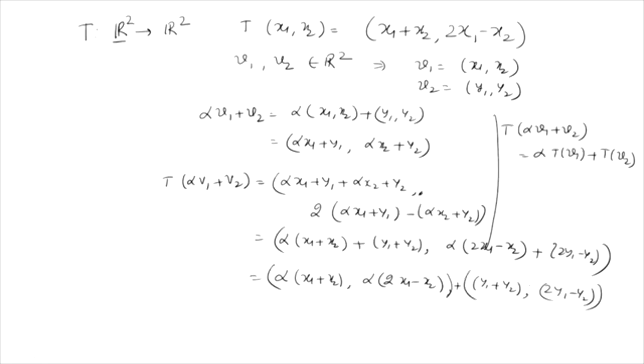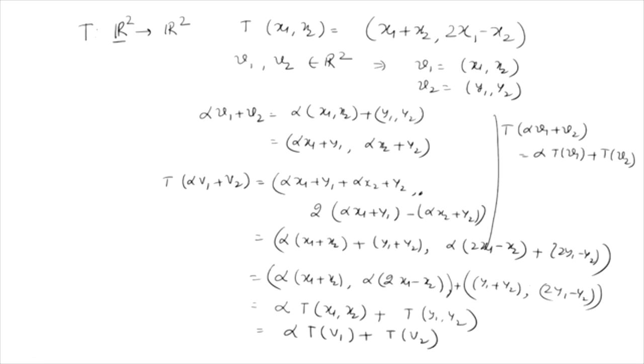If you add this with this, you get the first component. If you add this with this, we get the second component. Now, you can easily verify it is alpha times T of (x1, x2). T of (x1, x2) will be nothing but x1 plus x2 as the first component and 2x1 minus x2 in the second component, and alpha times this will give the first component, plus T of (y1, y2). So, that is nothing but alpha times T of v1 plus T of v2.